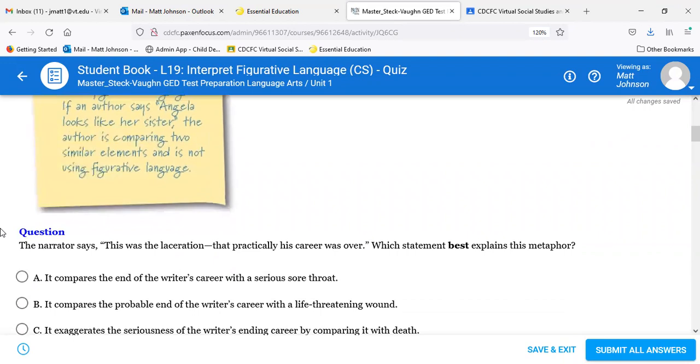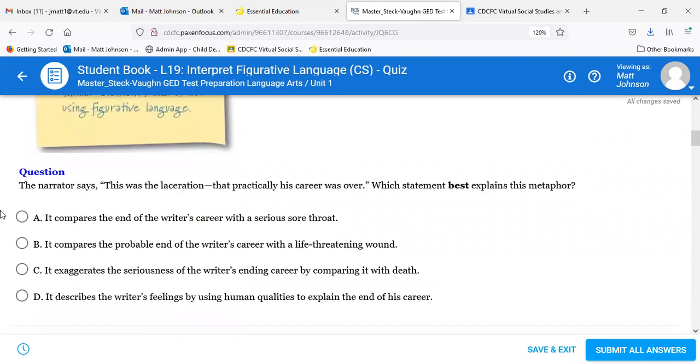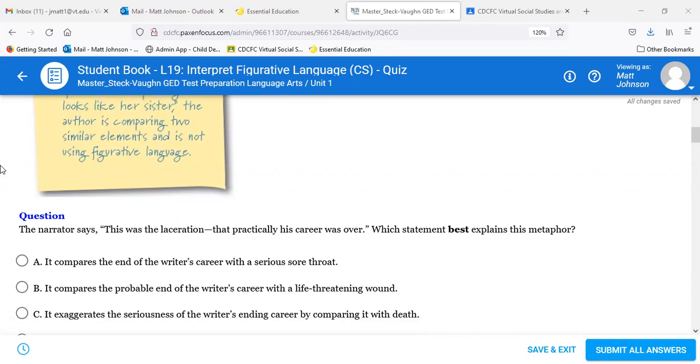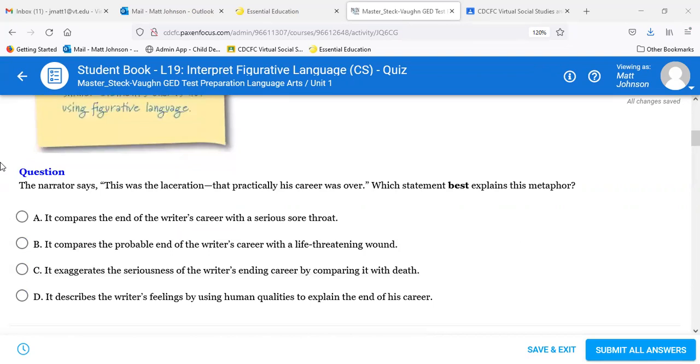So question one, Christiana, you want to read question one for us? Okay, question one. The narrator says this was the laceration that particularly his career was over. Which statement best explains this metaphor?